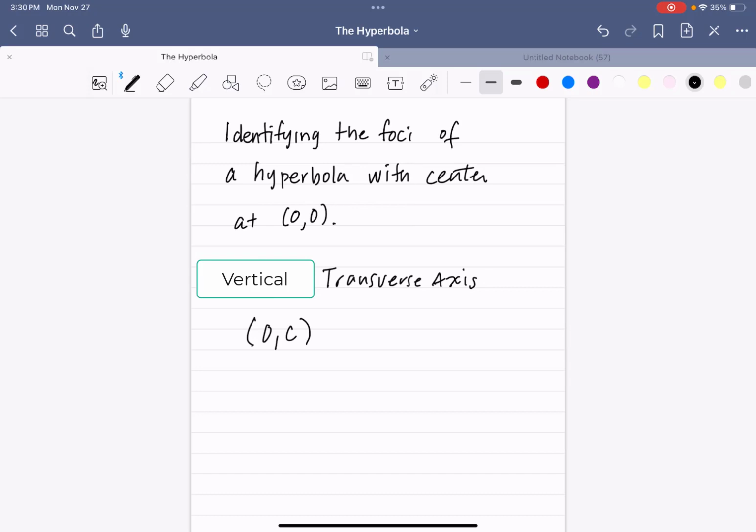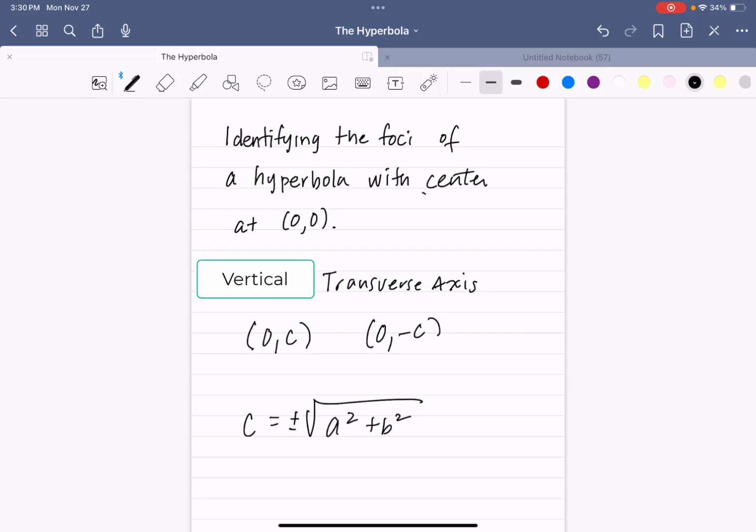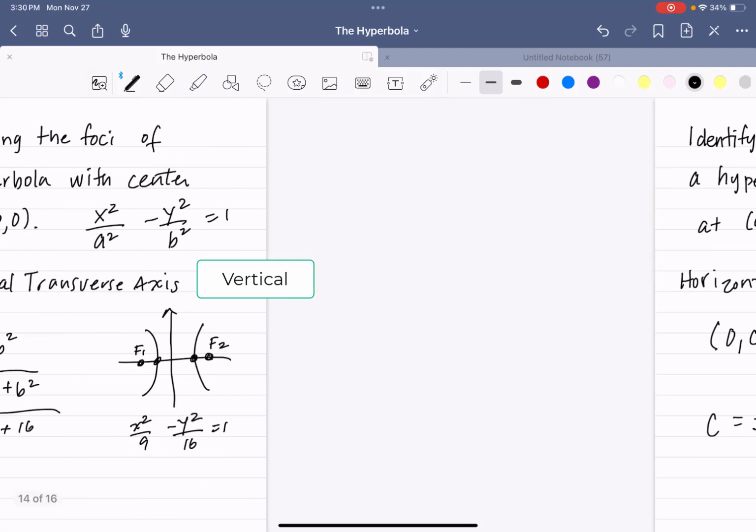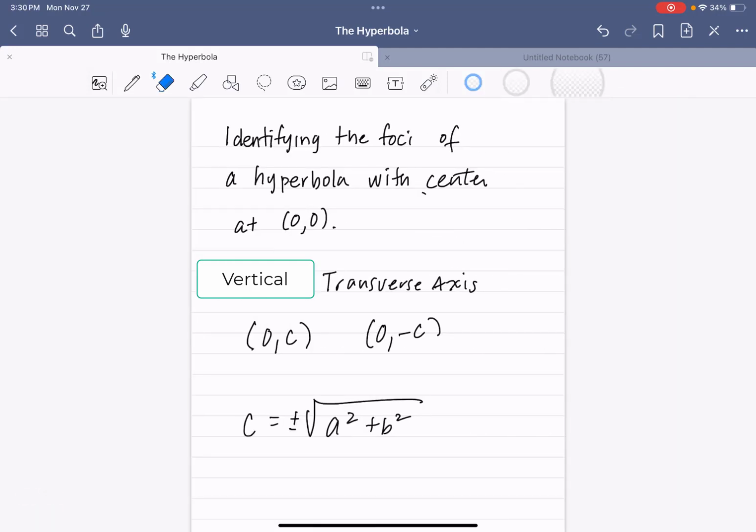0, c, and at 0, negative c, where c is the plus or minus square root of a squared plus b squared. And this one is when you have a vertical transverse axis. Okay, so vertical is like the y-axis, so your foci are going to be on your y.